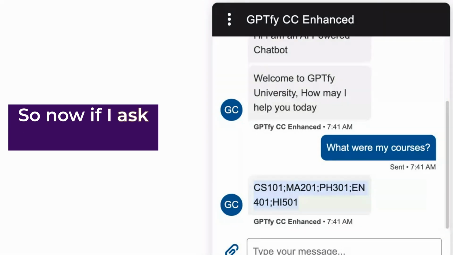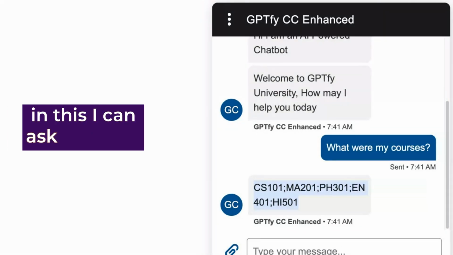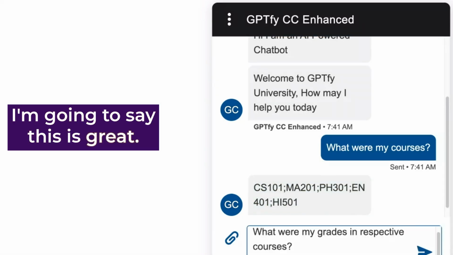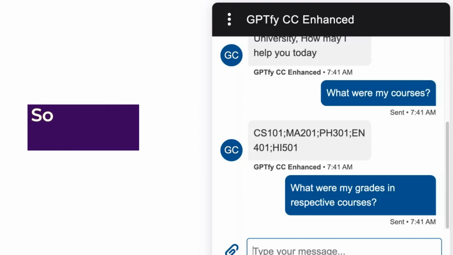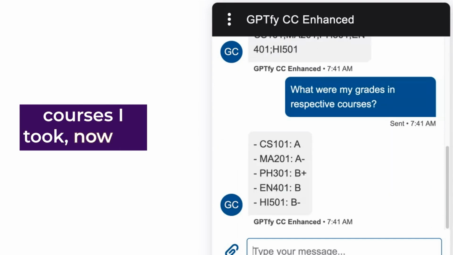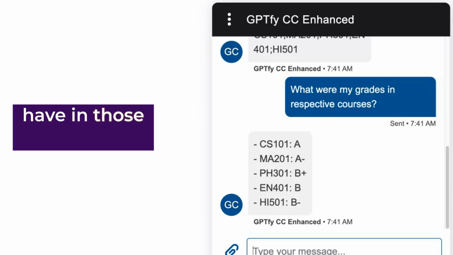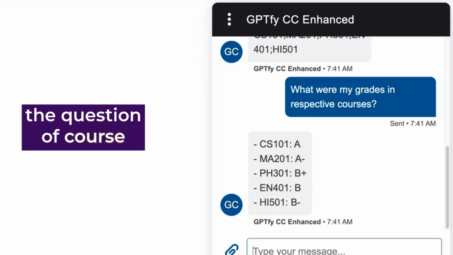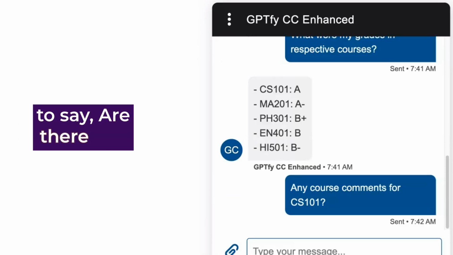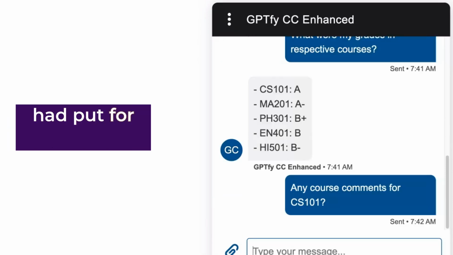So now if I ask more questions in this, I can ask for more details. I want to say, this is great. What were my grades in these respective courses? So it knows these 5 courses I took. Now it's telling me what grades I have in those courses. And for a particular course, I'm going to ask the question of course comments. I'm going to say, are there any comments that my teacher had put for this particular course?